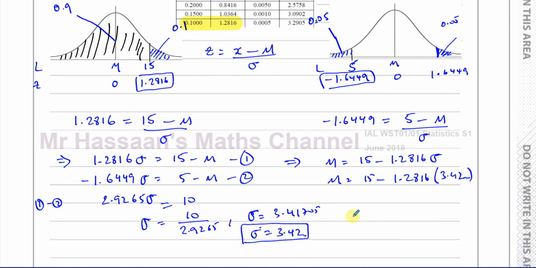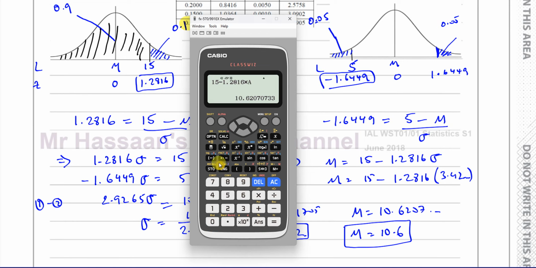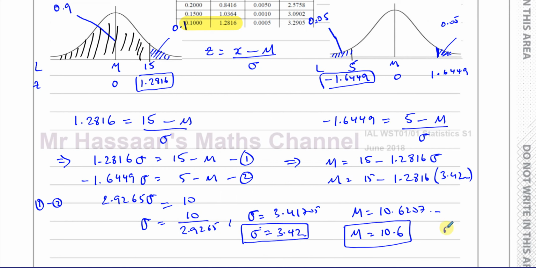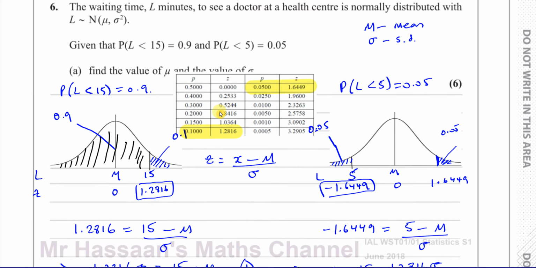So we can say that the mean is equal to 10.6207 continuing. So to 3SF, it's 10.6. So there's the two answers for this part of the question. Now, in case I need this as well, I'm going to store this as B. So this is stored as B, this is stored as A in my calculator. Just write that down separately so I can remember that. So now that's the standard deviation and that's the mean. So we've answered part A.